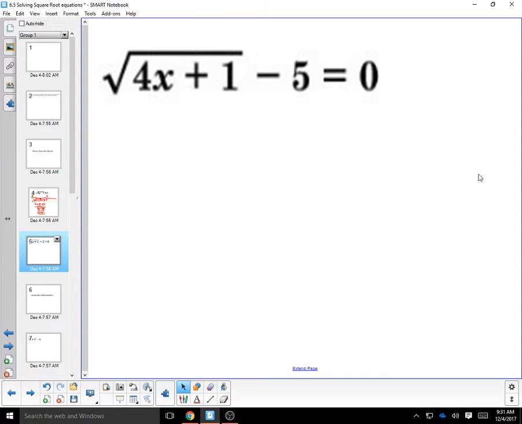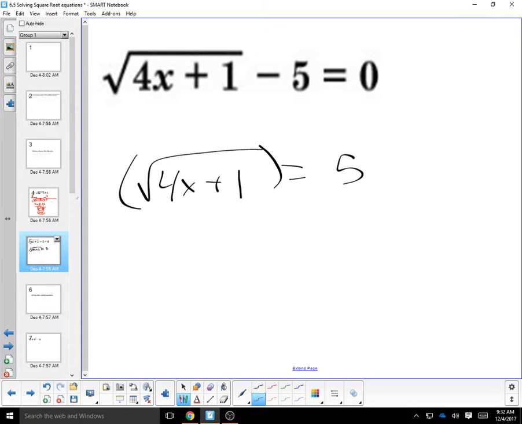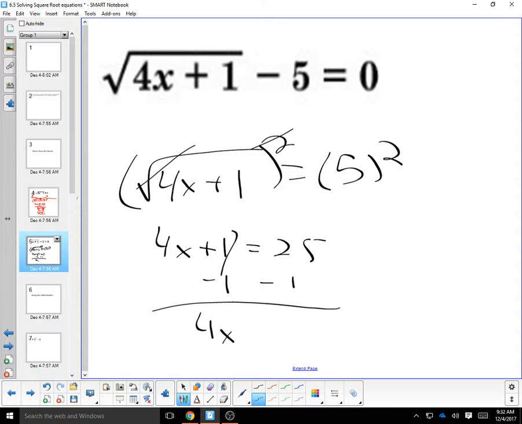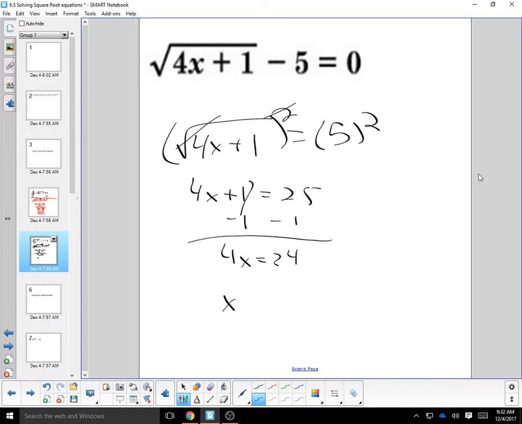Sounds like you guys all got it. Let's see how you did. So we've got 4x plus 1 is equal to 5. Square rooting both sides, 4x plus 1 is 25. Take 1. 4x is equal to 24. So x is 6. Wait, did I do that wrong? Okay. Let's check it.